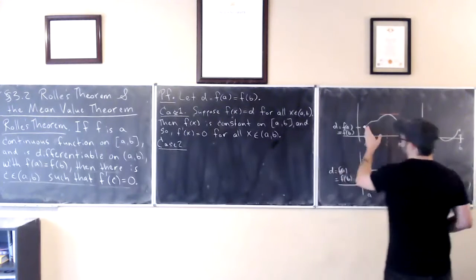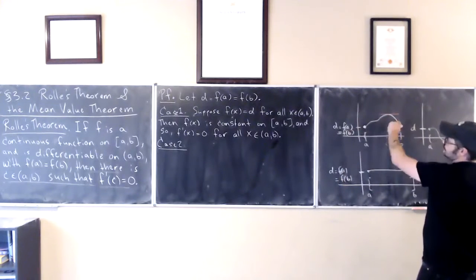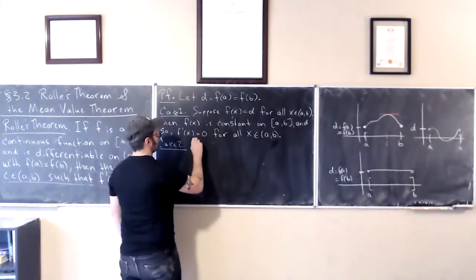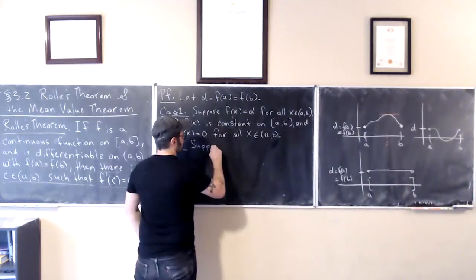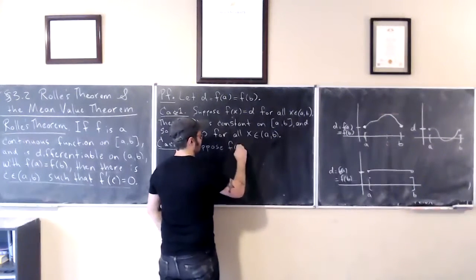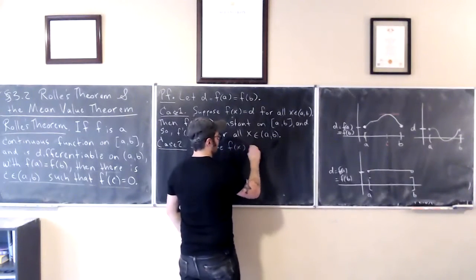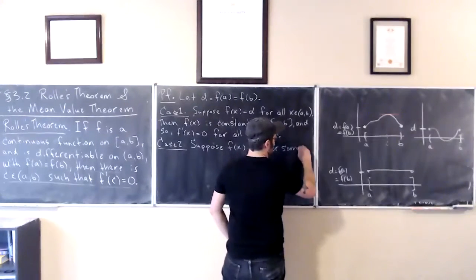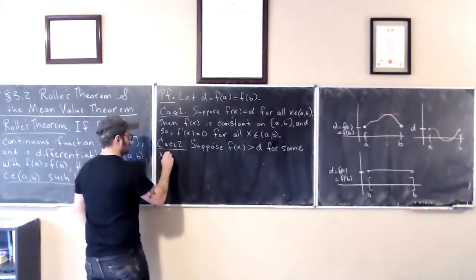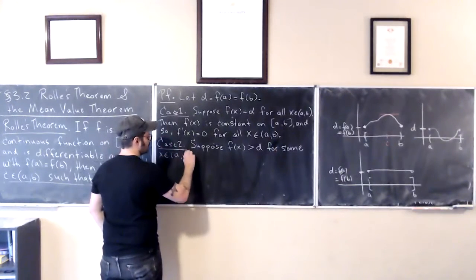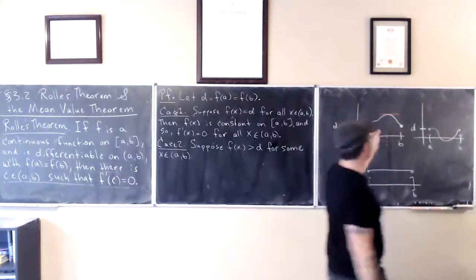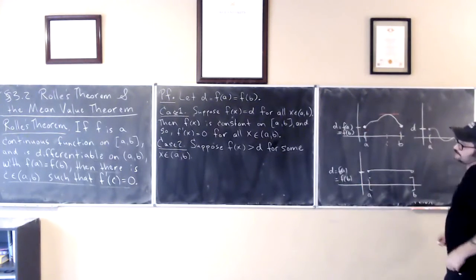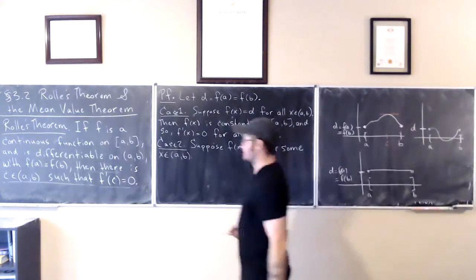Suppose that the function gets larger than D at some point, right? Like it's somewhere bigger. So suppose f of x is greater than D for some x that's in that open interval AB. So in this case, all of the images under f are greater than D in that interval. But let's just suppose it happens once, okay?